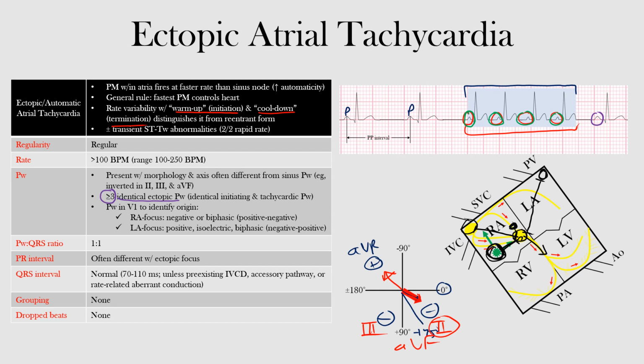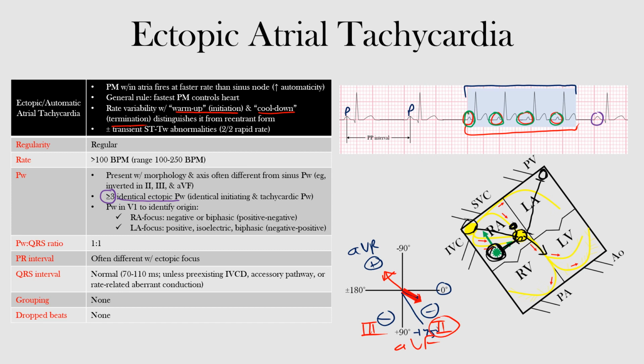In terms of intraventricular conduction, the QRS complex is typically normal unless there's some pre-existing conduction delay, accessory pathway, or rate-related aberrant conduction. We said before that transient ST and T wave abnormalities may be present due to that rapid atrial rate, or this rapid form of tachycardia.